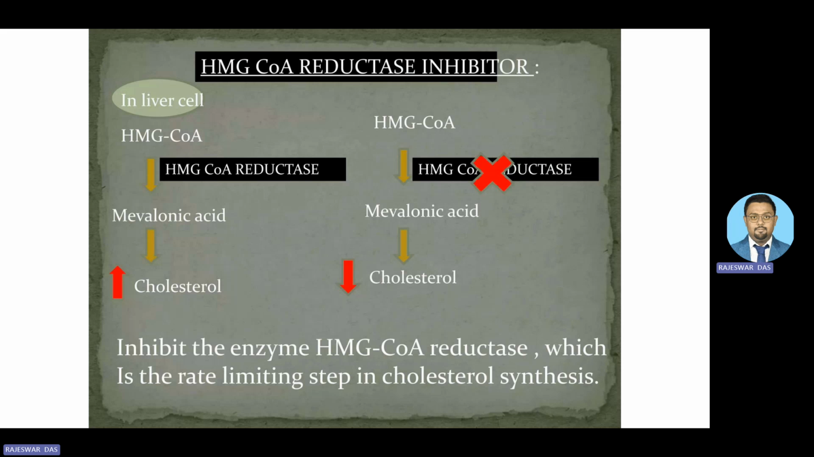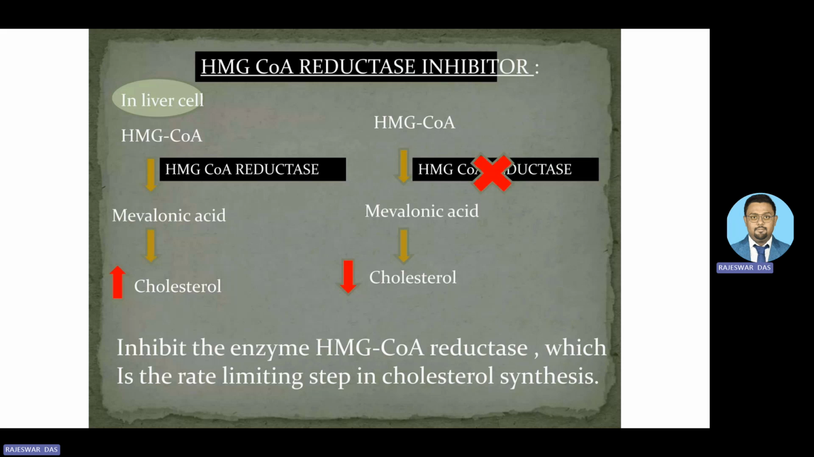Now, the mechanism of action of HMG coenzyme A reductase inhibitors. In our liver cell, HMG coenzyme A is converted to mevalonic acid with the help of the HMG coenzyme A reductase enzyme, and this mevalonic acid is converted into cholesterol. That is the biosynthesis of cholesterol in the liver.